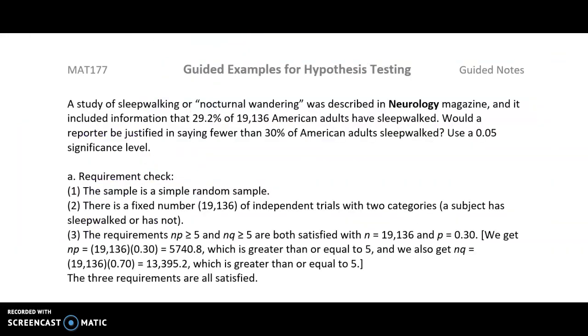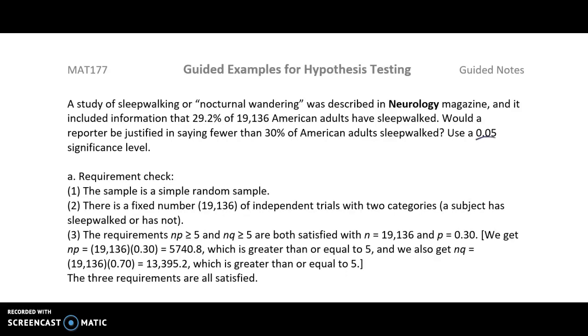Let's look at our sleepwalking example. A study of sleepwalking or nocturnal wandering was described in Neurology magazine, and it included information that 29.2% of 19,136 American adults have sleepwalked. Would a reporter be justified in saying fewer than 30% of American adults sleepwalked?